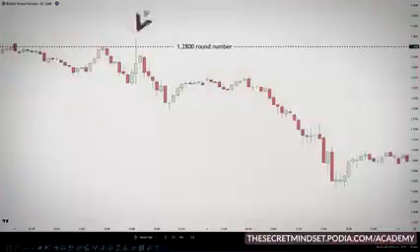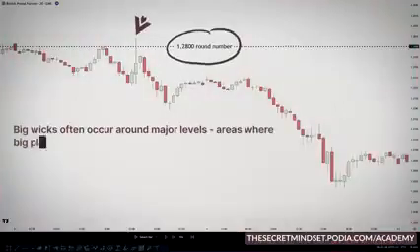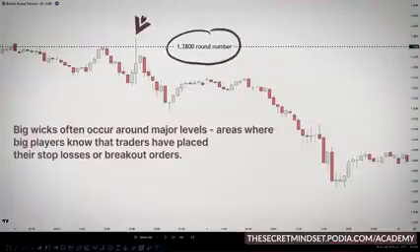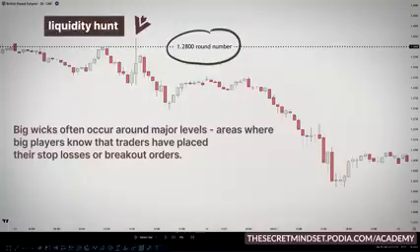Second, big wicks often occur around major levels. These are areas where big players know that traders have placed their stop losses or breakout orders. If you see a long wick forming at a key level, it's a sign that the big players are hunting for liquidity. You can use this as a signal to enter a trade in the opposite direction of the wick.